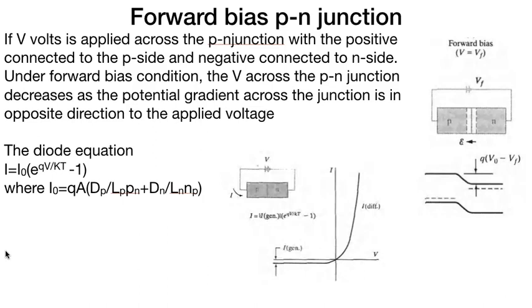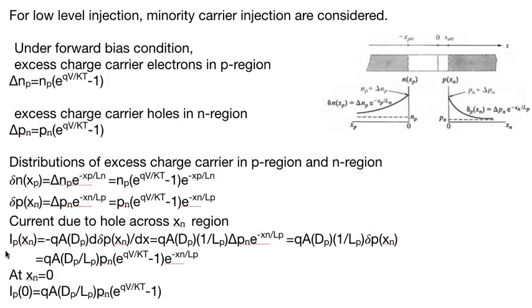I0 is qA times Dp upon Lp into Pn plus Dn over Ln into Np. For low-level injection, minority carrier injections are considered. Under forward bias condition, there are excess charge carrier electrons in the P type and excess charge carrier holes in the N region.